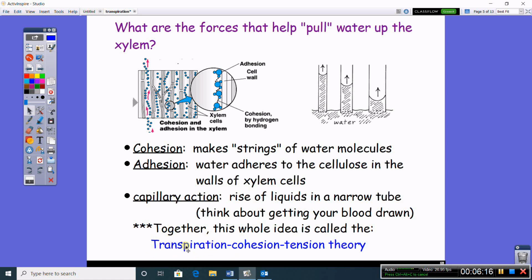Okay, as that water transpires out the stomata of the leaf, that water's got to be replaced. So that causes more water to be pulled in through the roots. And cohesion and tension, you can kind of think of it like surface tension. This transpiration, cohesion, tension theory is designed to explain what forces are at work to pull the water up the xylem through the stem of the plant.